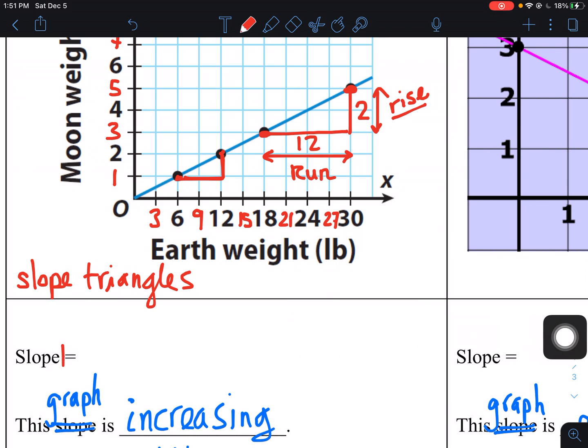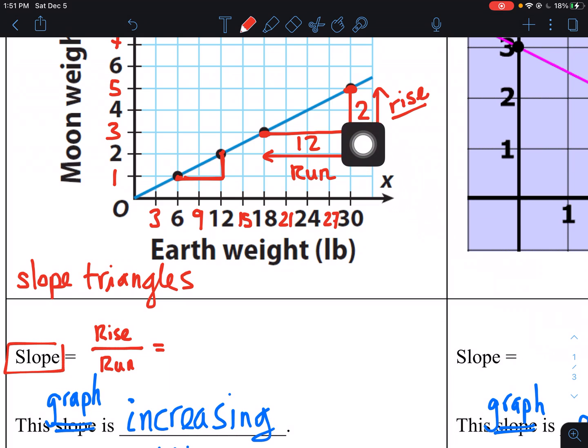To write our slope, we're going to write it as a fraction. It's kind of like a ratio between the rise and the run: how much our graph rises for how much we're running. Well, we rise 2 over a run of 12, so our slope is 2/12.